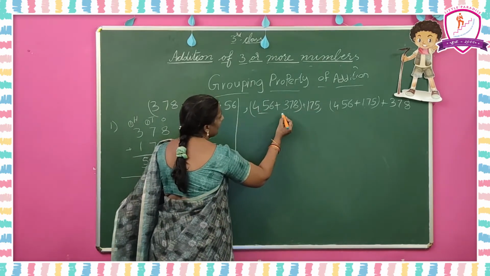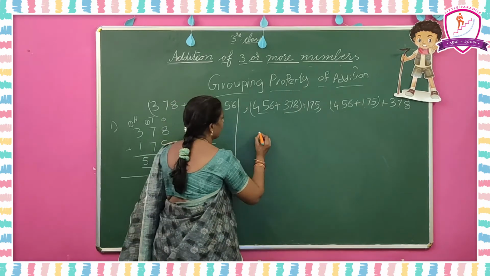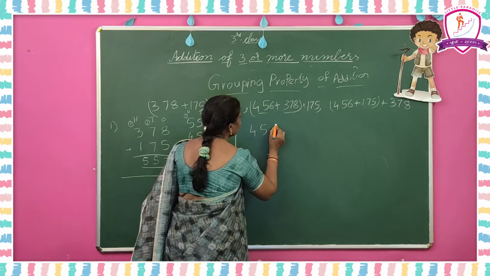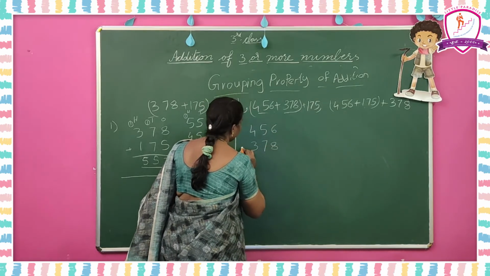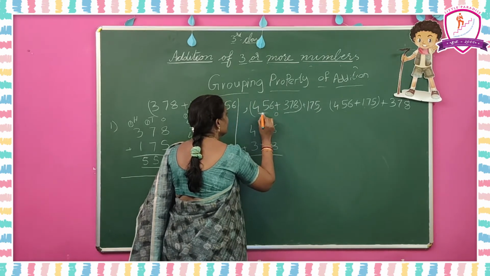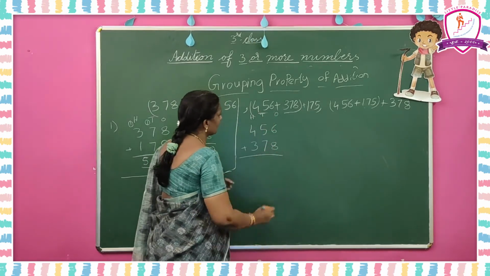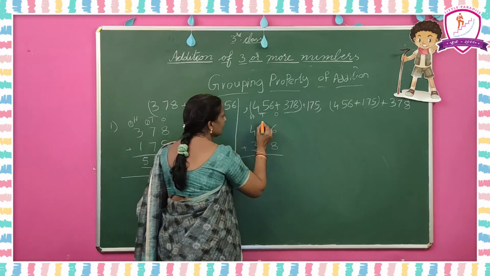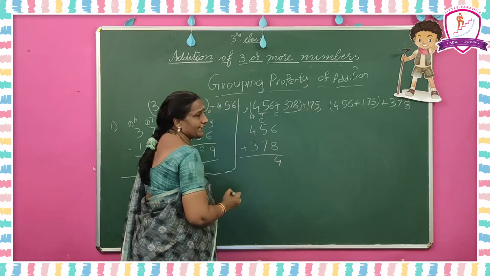Now we have to add 456 and 378. Take the plus symbol, write the places, ones place, tens place, hundreds place. Now we have to add the ones column. 6 plus 8 is 14. 14 means take 1 as carry forward in the tens column and write 4 under the ones column.